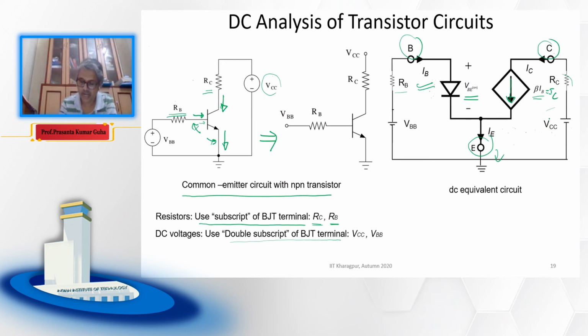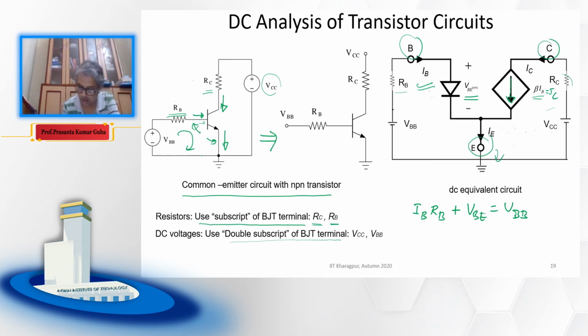Now we can write two equations depending on the input and output loop. If you write the KVL equation for this input loop, we can write IB RB plus VBE on is equal to VBB. So if we write the KVL for this input loop, this is the KVL equation.